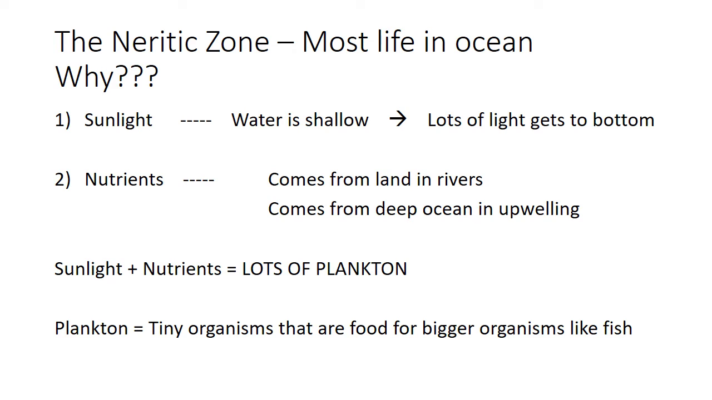The neritic zone also gets lots of nutrients. This comes from land in rivers and comes from the deep ocean in upwellings. Sunlight and nutrients give lots of plankton. You guys will remember that plankton are tiny animals or plants that are food for bigger organisms like fish and even bigger organisms like whales. So plankton means there will be lots of life in the ocean.